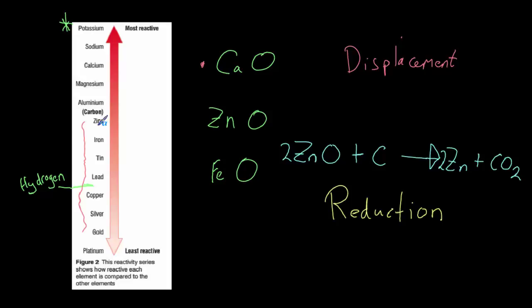Now this will work for most metal oxides where the metal is less reactive than carbon. So iron oxide, this will work, tin oxide, lead oxide, copper oxide, and so on. So if you are asked to write a balanced equation for the reduction of any of these metal oxides, then this is the sort of equation that you are going to be referring to.